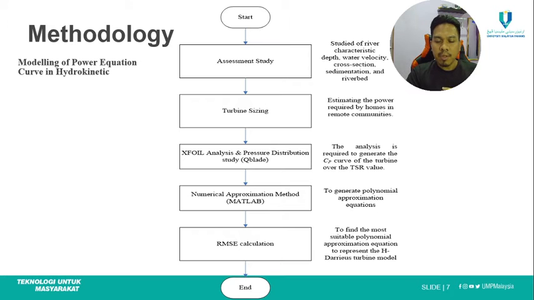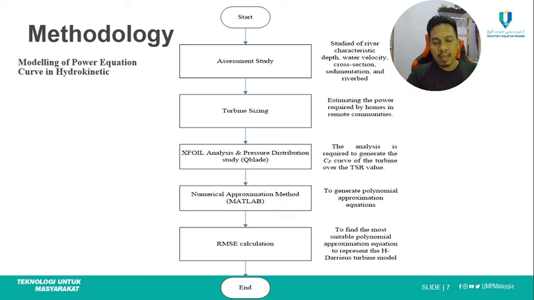Okay, pressure distribution around a 300-degree angle of attack on the turbine blade. This analysis is required to generate the power coefficient, or CP curve, of the turbine. Then the next step is we use MATLAB to generate a polynomial approximation equation through curve fitting.